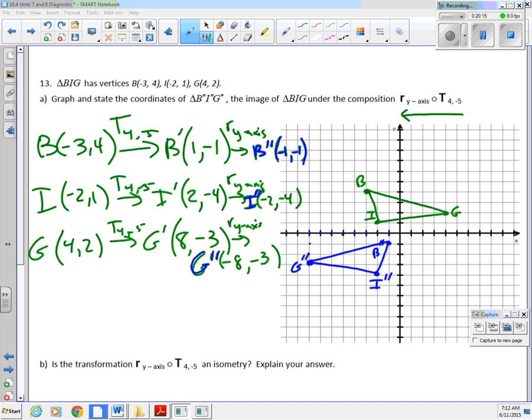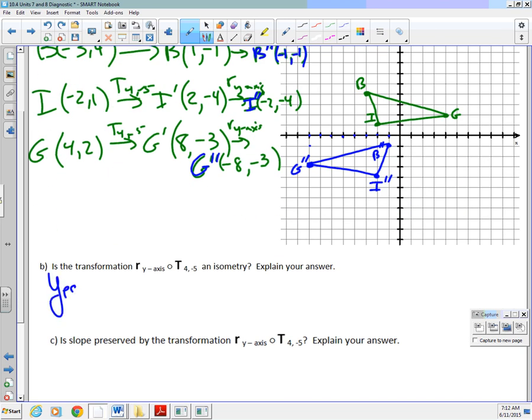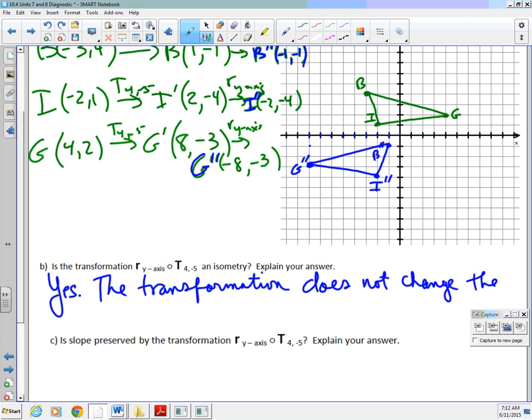Notice they are the same size. All I did was translate and reflect. That doesn't change size. And in fact, that leads us to our next question. Is the transformation an isometry? Yes. The transformation does not change the size of the original triangle.